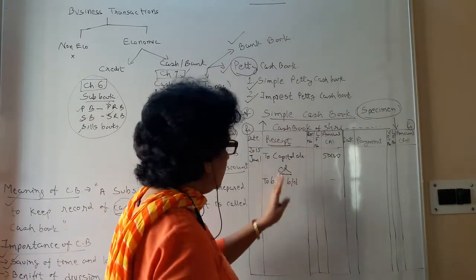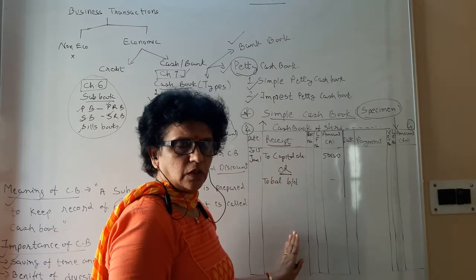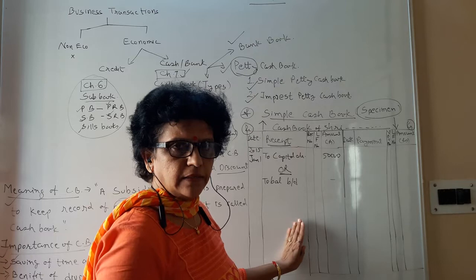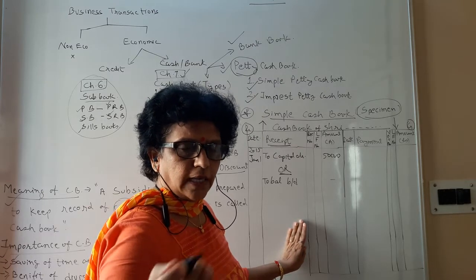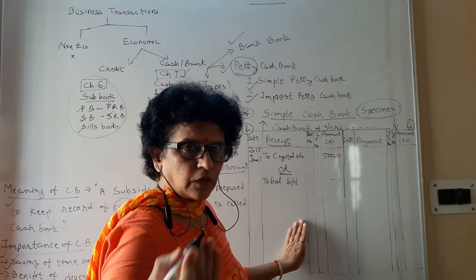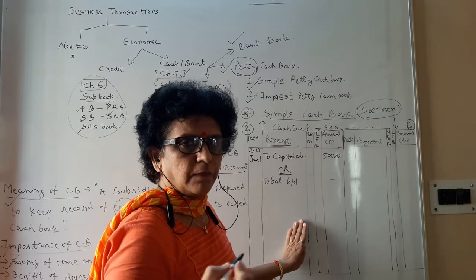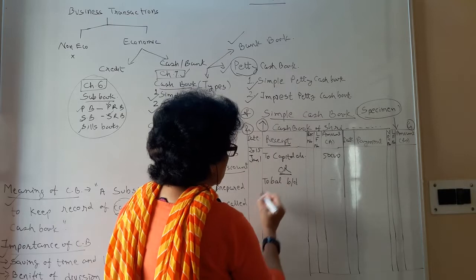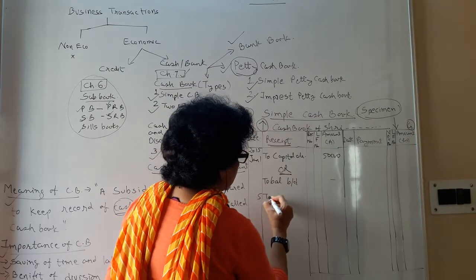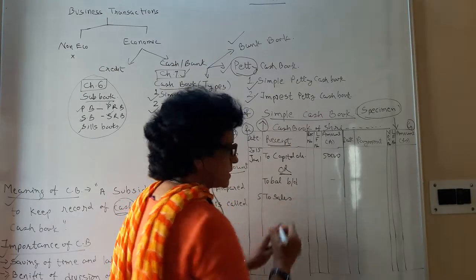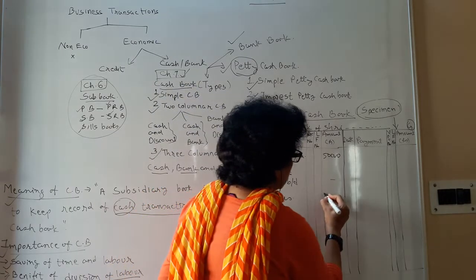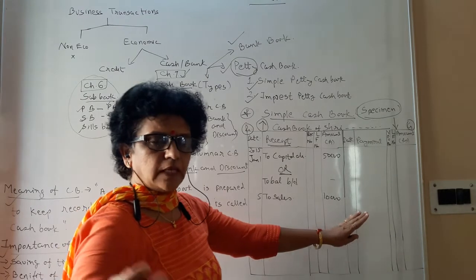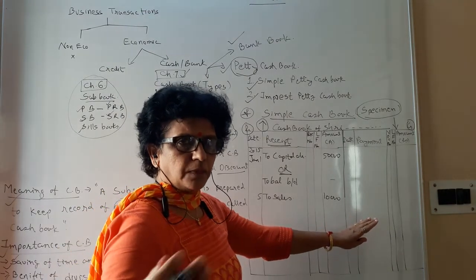Then we may have sold goods. Sales means cash comes in. The journal entry, goods sold for cash, rupees 10,000, is cash account debit to sales account. So there is an increase in cash. You write on the 5th, to sales, rupees 10,000. Understood? Like that, you also make payments and purchase goods, because only then can you sell.